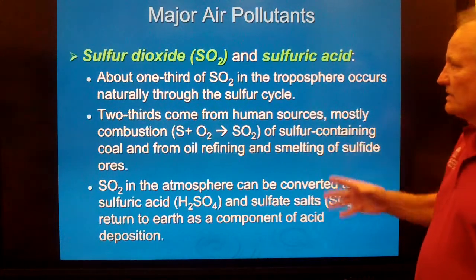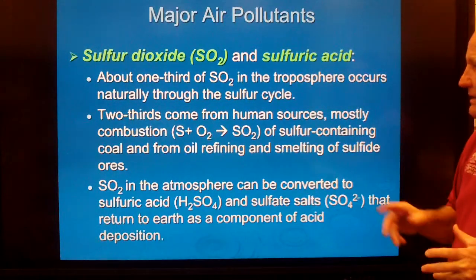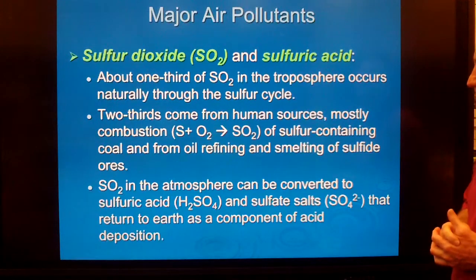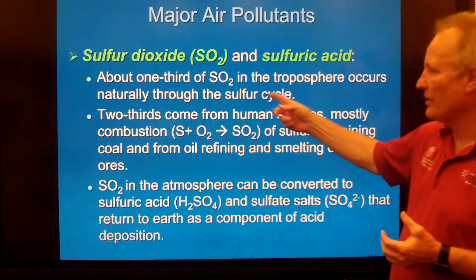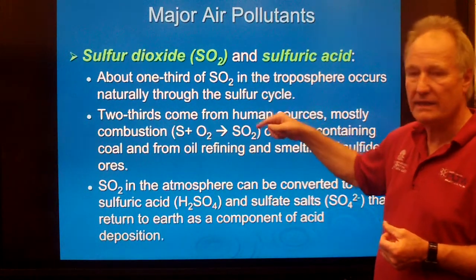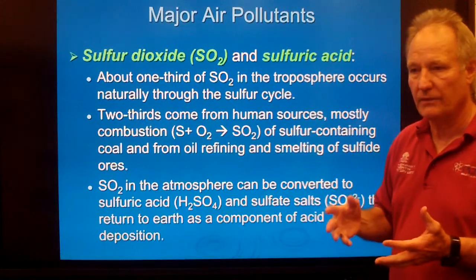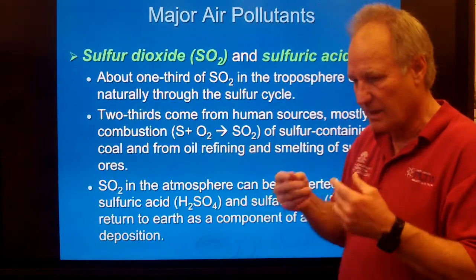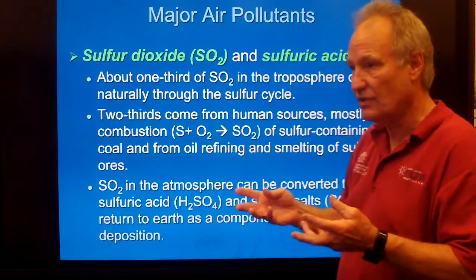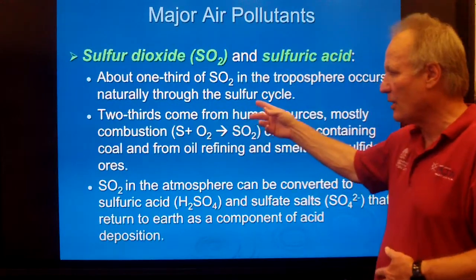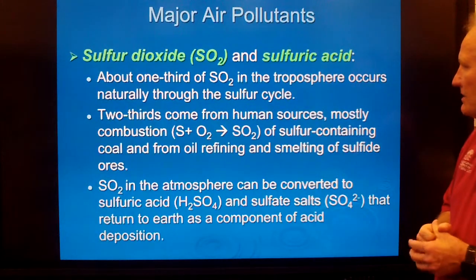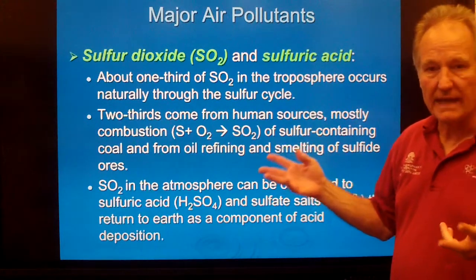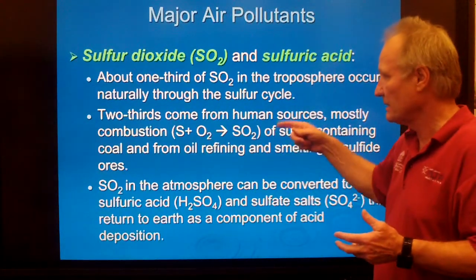The third major one, sulfur dioxide, or SOXs, SO, SO2, SO3, form into sulfuric acid. So about a third of the SO2 in the atmosphere occurs from, if you've ever stepped in a mucky pond and bubbles of gas come up and it smells like rotten eggs, well, that's H2S. But about a third of the SOX or SO2 is in the atmosphere naturally through the sulfur cycle.